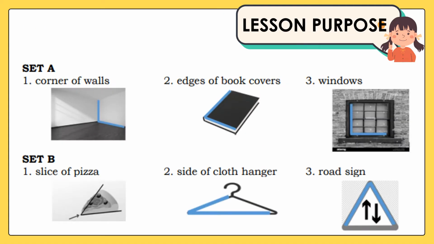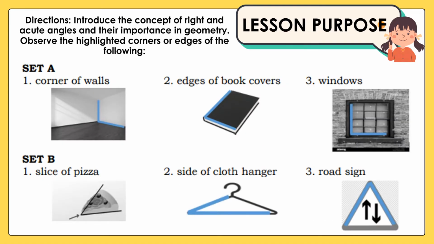Let's have an activity. Directions: introduce the concept of right and acute angles and their importance in geometry. Observe the highlighted corners or edges of the following. Set A, number 1, corner of walls. Number 2, edges of book covers. Number 3, windows.